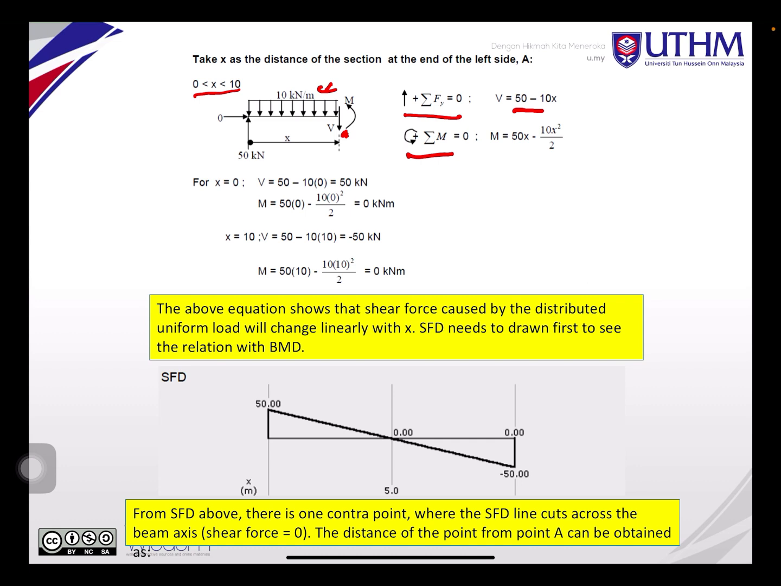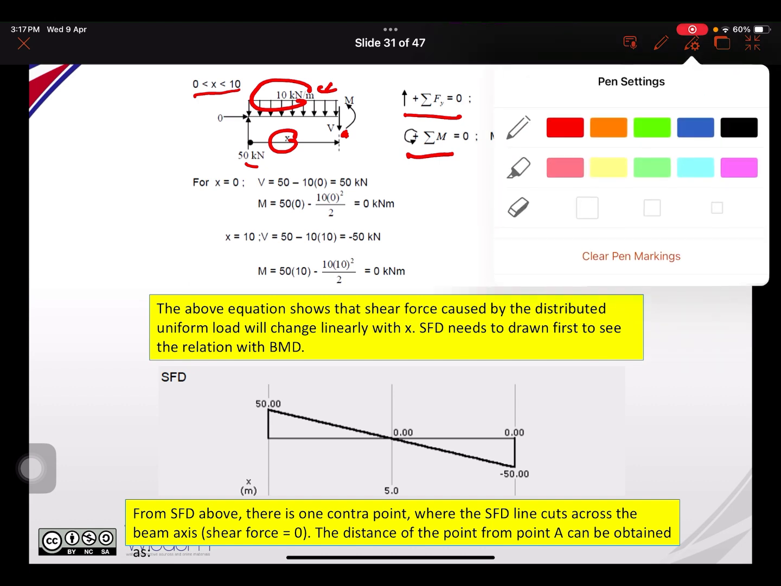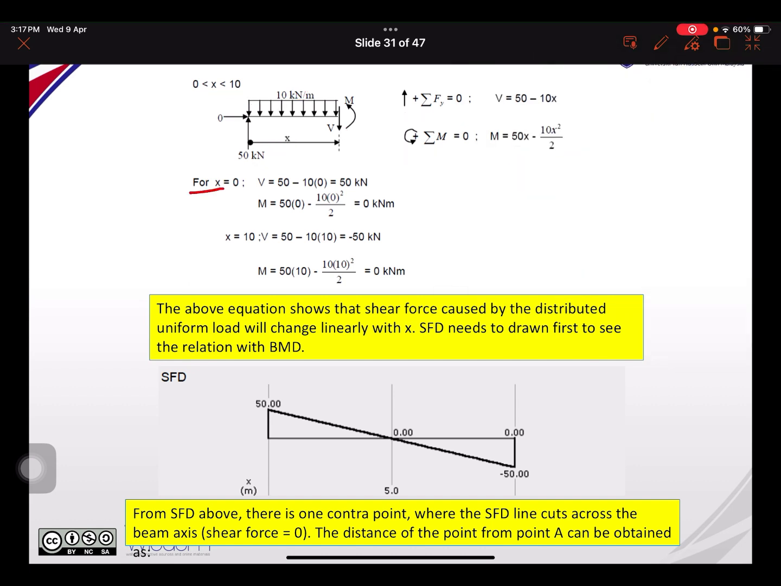So moment is equal to 50 times x minus 10 times x power of 2 over 2, because it's 10 times the x and then times the x over 2. This is the formula for the uniform distributed rectangular load, not the triangle distributed load. After that you have to key in the value. Let me clear this first. After that you need to calculate the value.